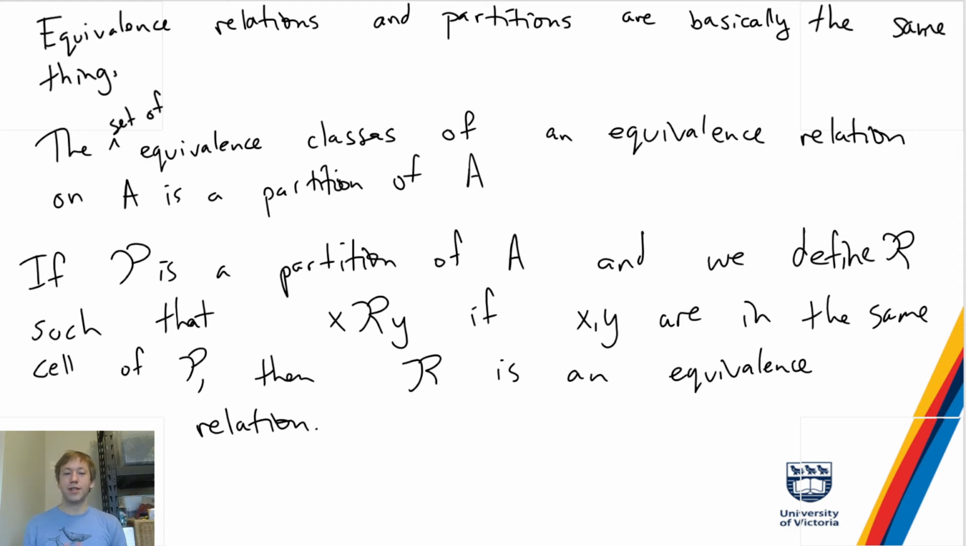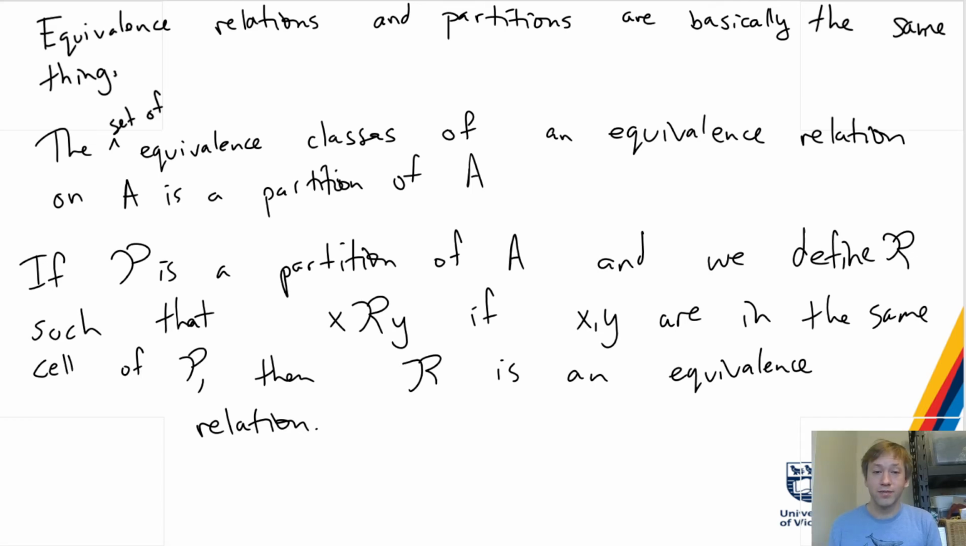Because think about the definition of an equivalence relation. It will be the case that the relation is reflexive because every element is in the same equivalence class as itself. It's also symmetric because if x is in the same equivalence class as y, then y is in the same class as x. It's transitive because if x is in the same class as y and y is in the same class as z, then x is in the same class as z. Okay.